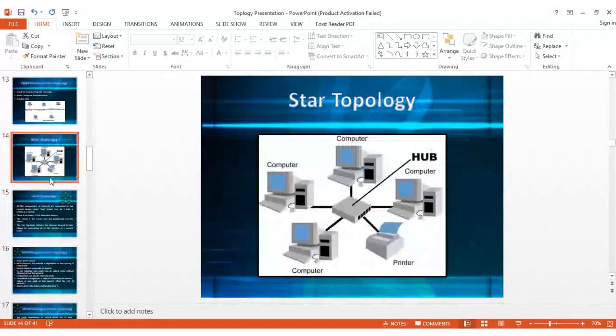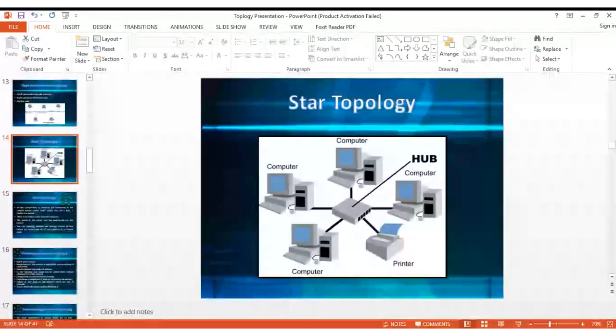Now the next topology is what you call the star topology. Look at that diagram. We have a central device here, the hub. The hub is in the middle. You can have the switch in the middle. Still, we can have the server in the middle. Then we have other devices here. This is what you call a star topology. So in this one, in case the central device fails, the whole network fails.